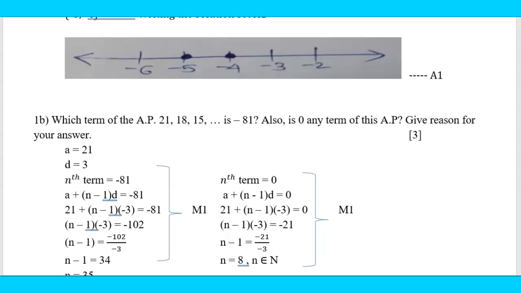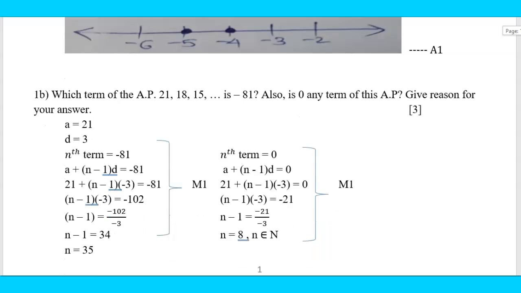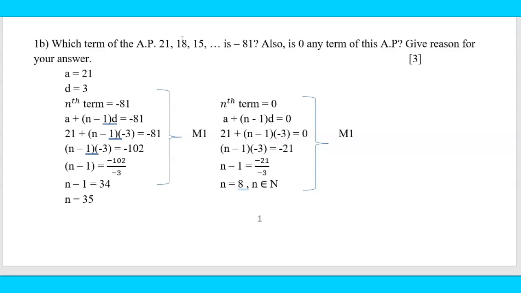In question number 1B, here we have to find out minus 81 is which term of this AP. So for that, if you substitute in the formula, we'll get N is 35. So it is 35th term. And you also have to check whether 0 is a term of this AP. So if you check, you will get N is equal to 8.